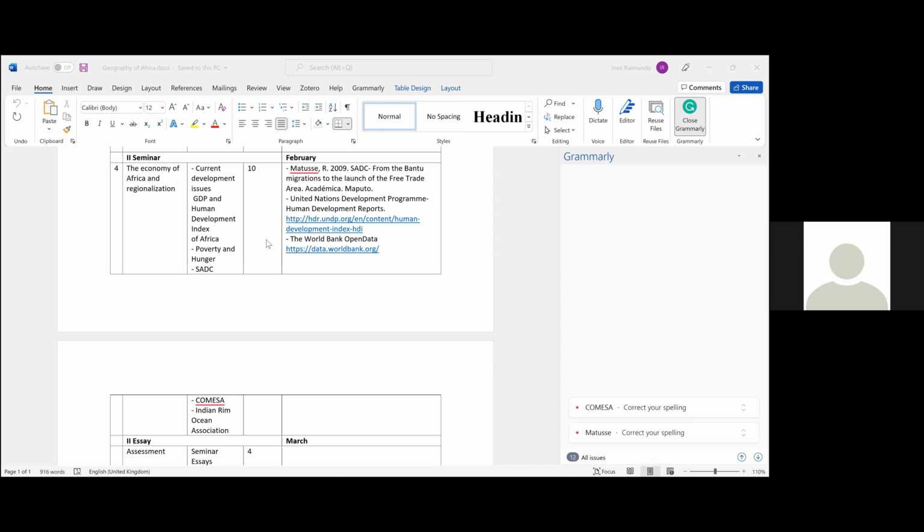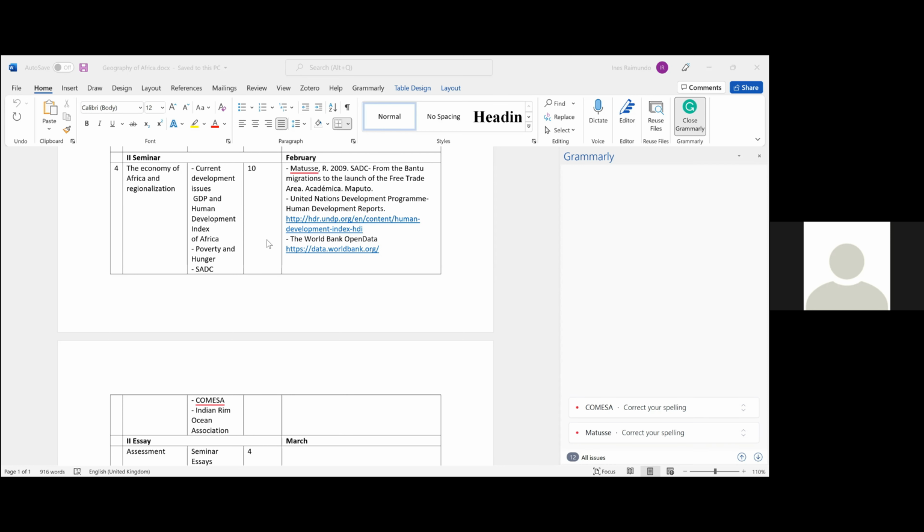So, there is a book here. That one was written by a Mozambican called Renat Matuse, which is really an interesting book. It is published in both English and Portuguese, and it touches on everything from the Bantu migrations to the launch of the free trade area. So the Southern African population is formed by the Bantu people.